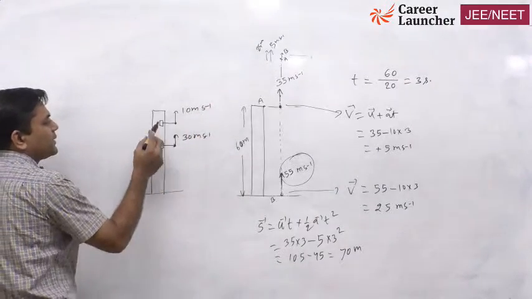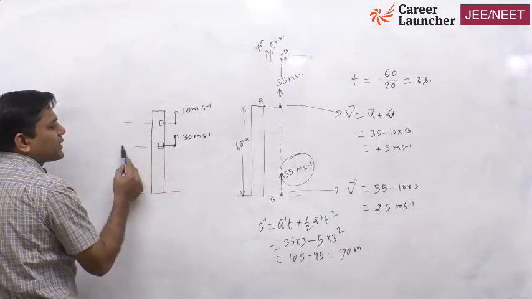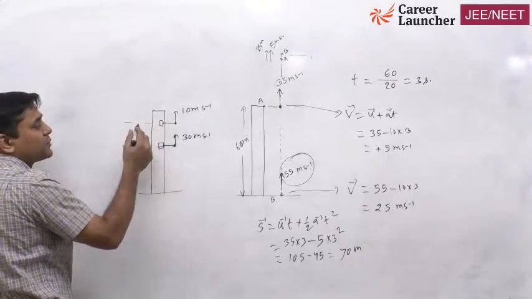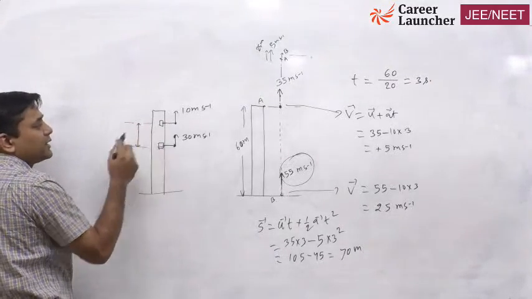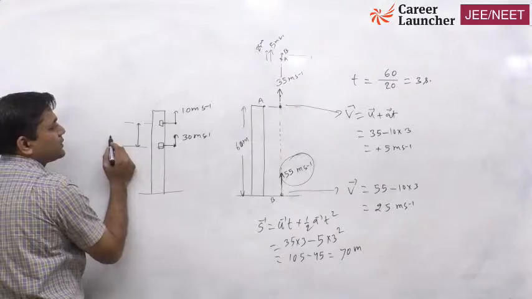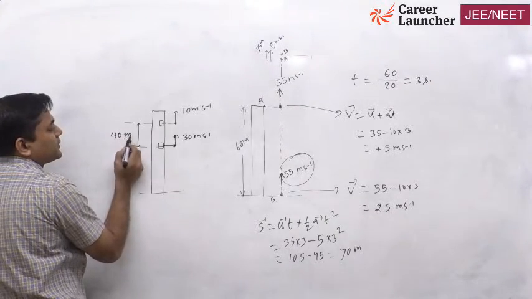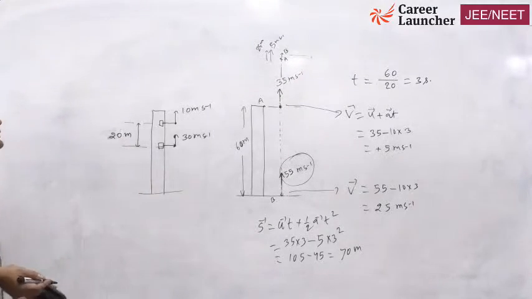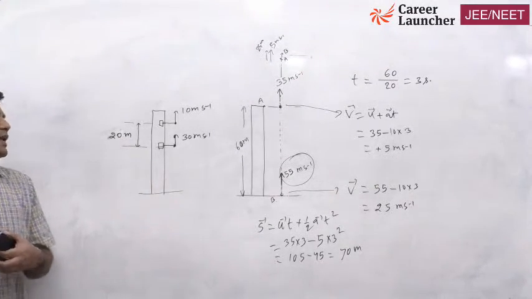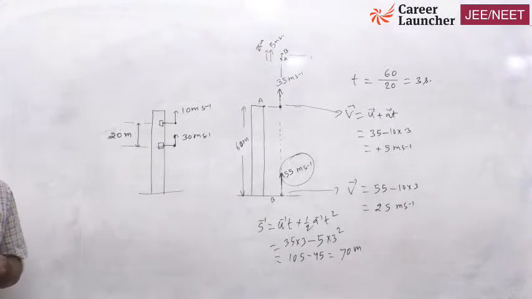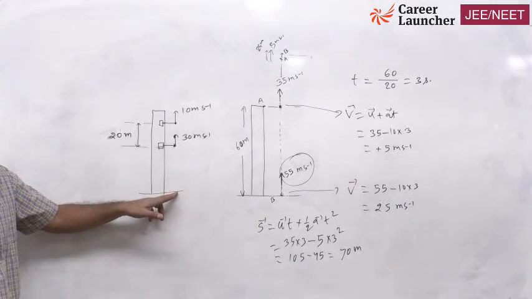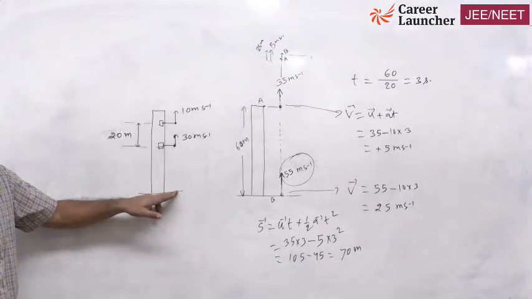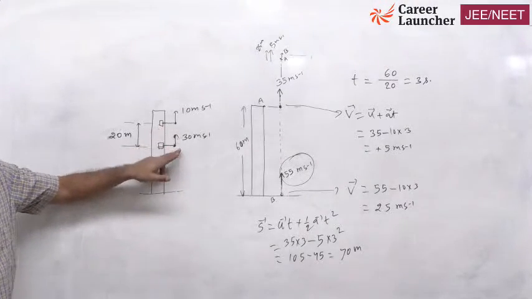For this you should know the distance between these two floors, and it is given here as, say, 40 meters. I think I am giving too much, 20 meters. Say like this. So they can ask here, will they collide in mid-air? You don't necessarily need to think that it is thrown from the ground. This is point A, this is B.